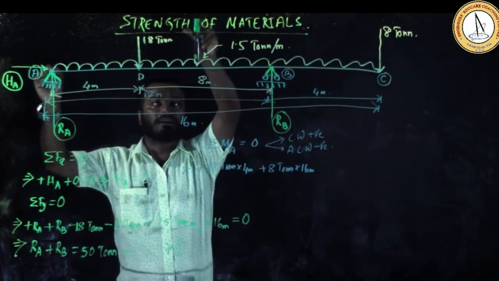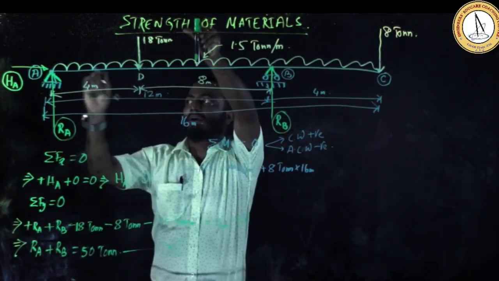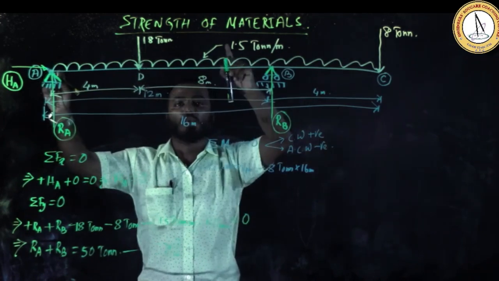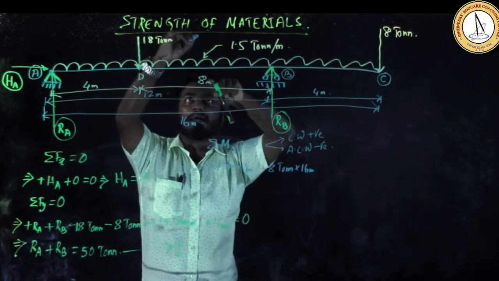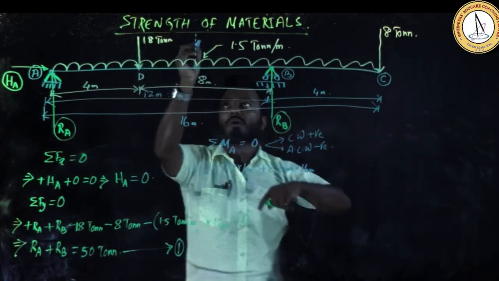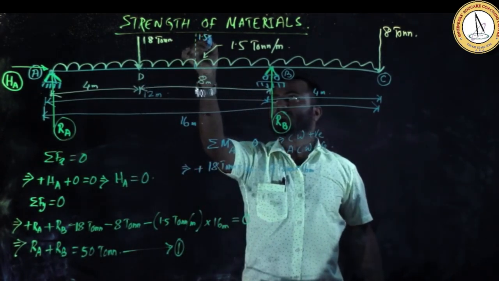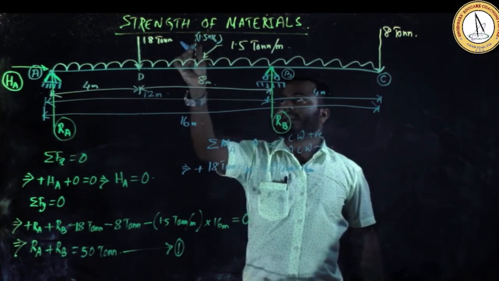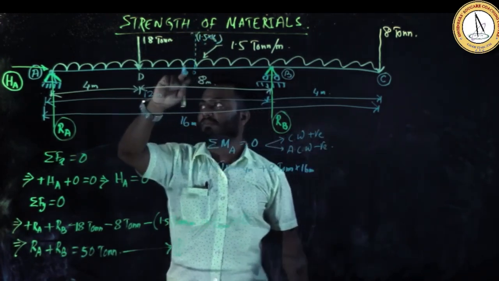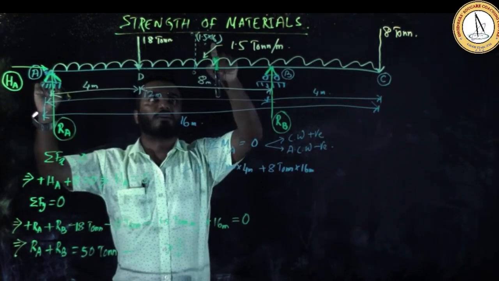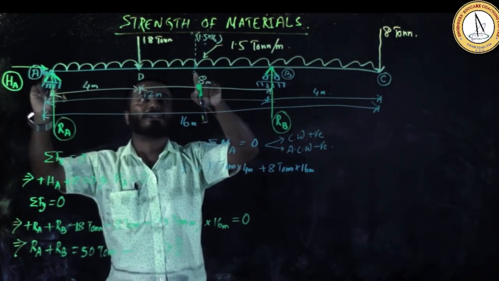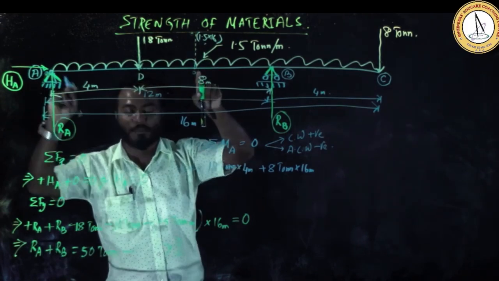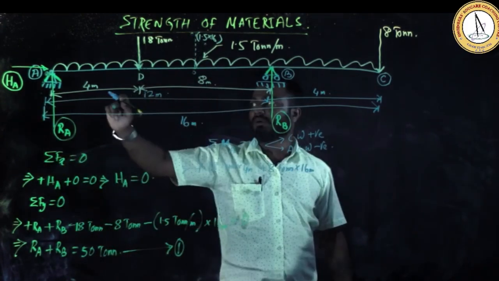That total load will act over the whole loaded area. Loaded area is 16, then 16 by 2 is the location where this total load is acting. Say somewhere here this total load, 1.5 into 16, is acting. This is my total load. Now this total load is acting at a distance of 8 meter. So 1.5 into 16 by 2, or 8, is the amount of moment which is caused due to the UDL at point A. It is also creating clockwise moment.